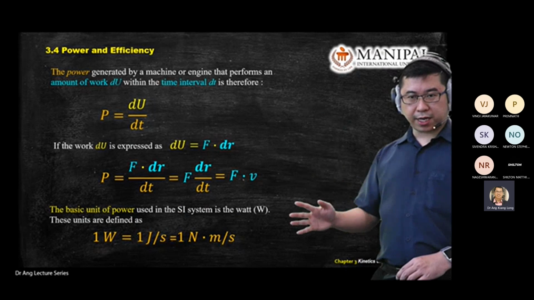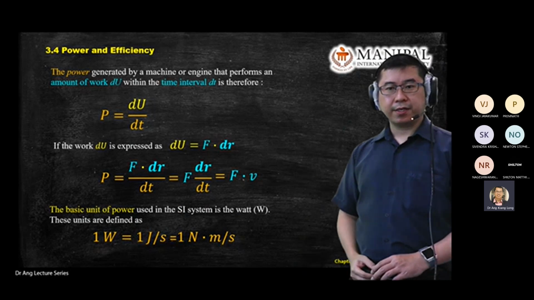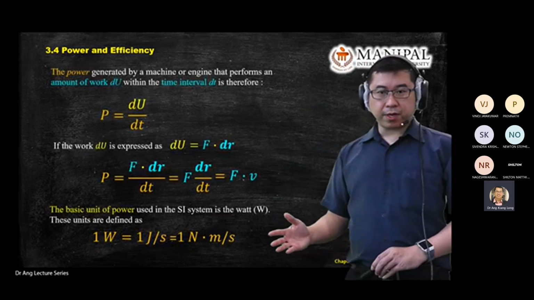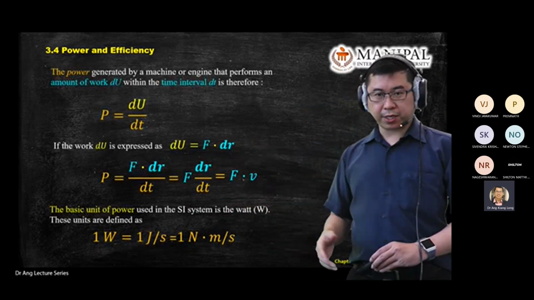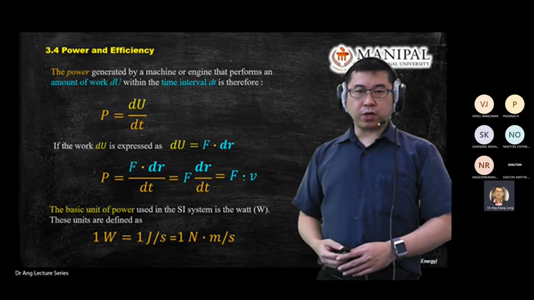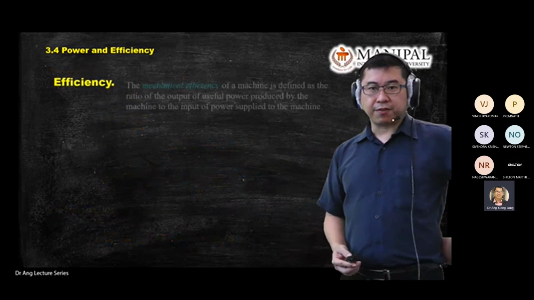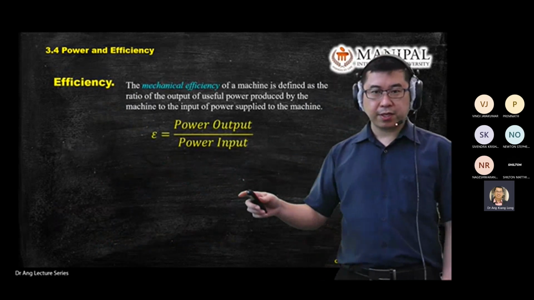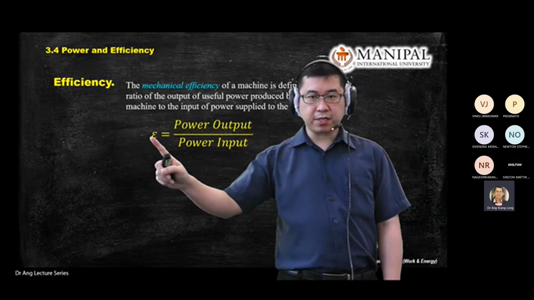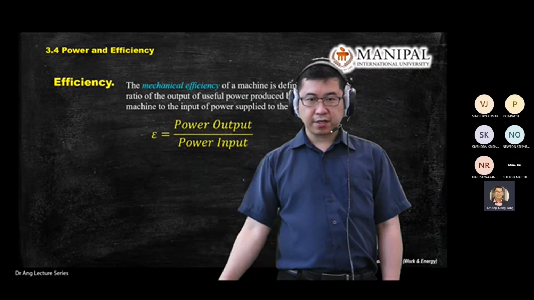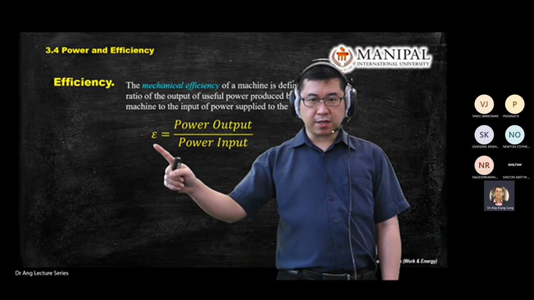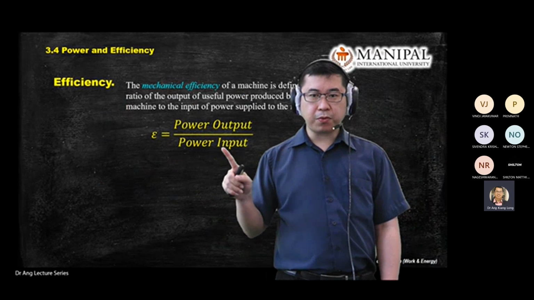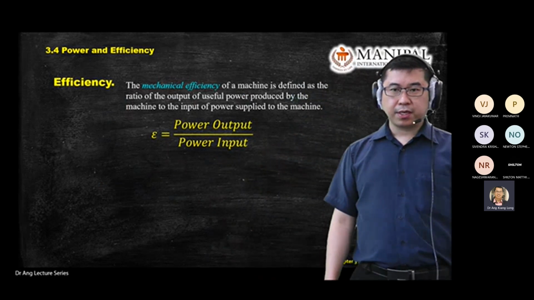Okay, so I think it's very clear information here. Let's look at efficiency. We have done power. Power equals force multiplied by velocity. Then back to your understanding of efficiency. Efficiency is the ratio between your output and input. The efficiency symbol is this one, phi. Efficiency equals output divided by input. You take power output divided by power input.